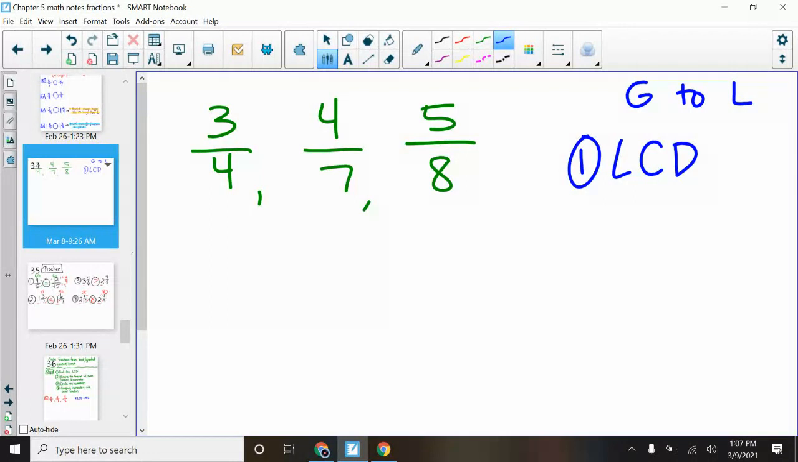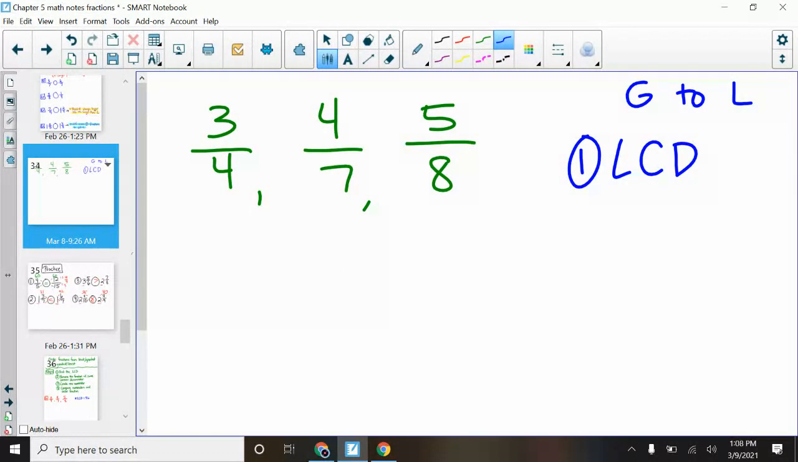The denominator. The denominators have to be the same. You can't add a fraction, you can't subtract a fraction if their denominators don't match. So that would also mean we can't order them unless they are matching. And right now I have a 4, a 7, and an 8. So that means I got to do some work before I can put these things in order.